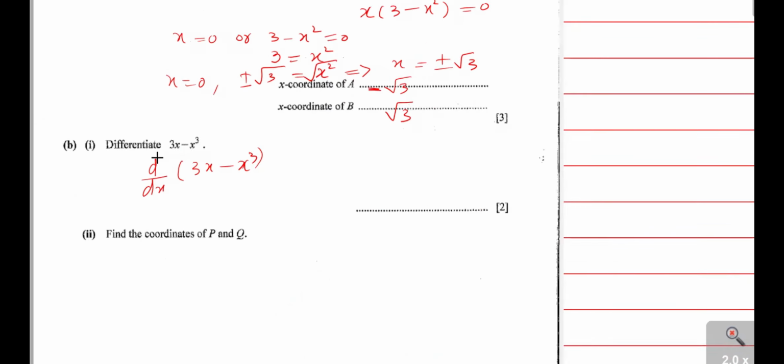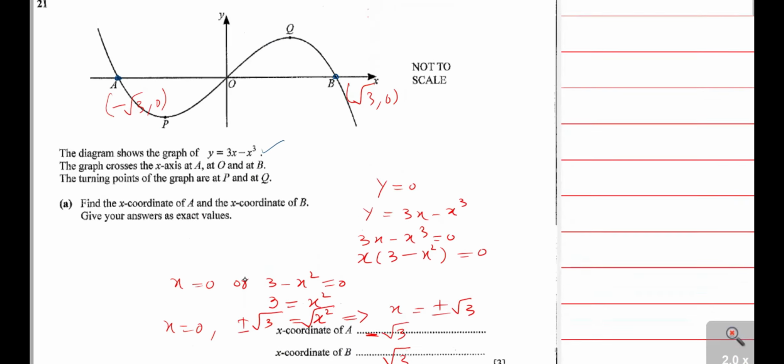Part B, the first part: differentiate 3x minus x cube. We can write the derivative of 3x as 3 into d over dx of x, minus d over dx of x cube. We can write 3 into 1, because the derivative of x is 1, and the derivative of x cube is 3 times x square. So 3 minus 3x square is the differentiation of this expression. Find the coordinates of P and Q.